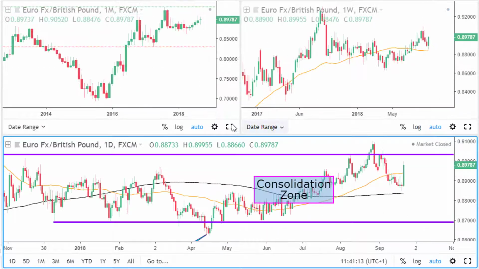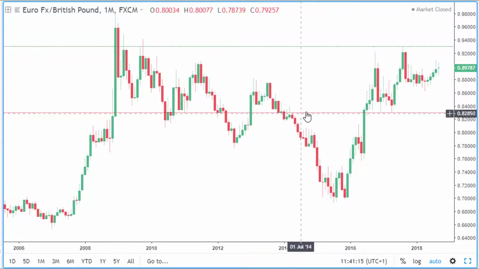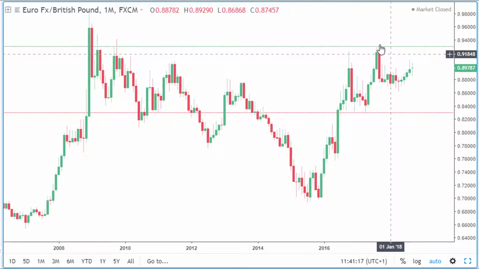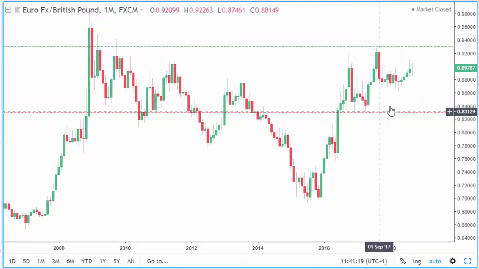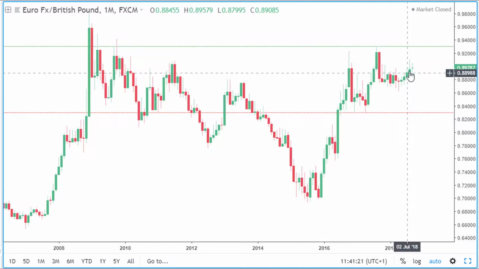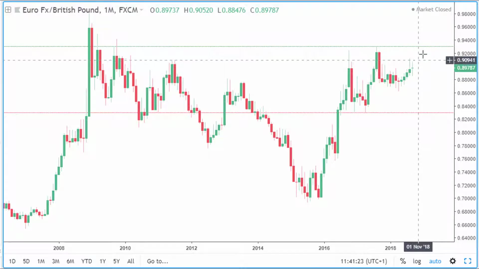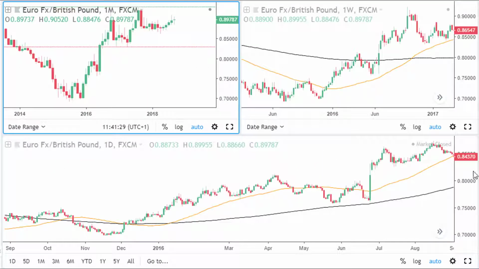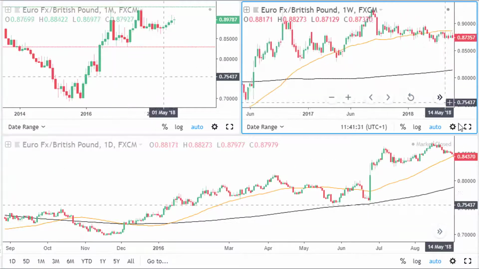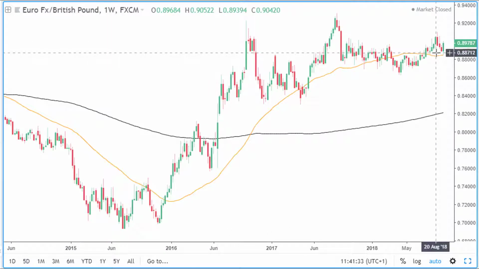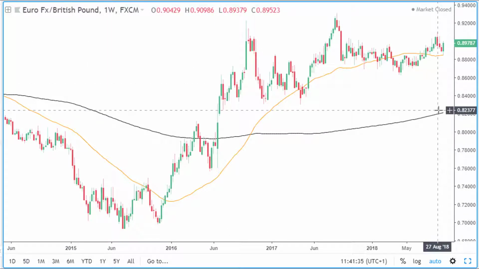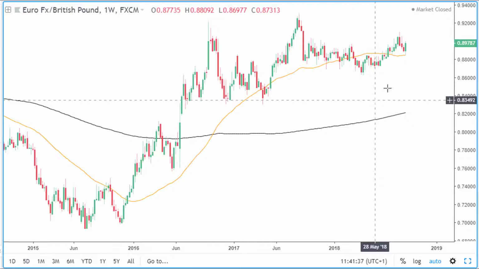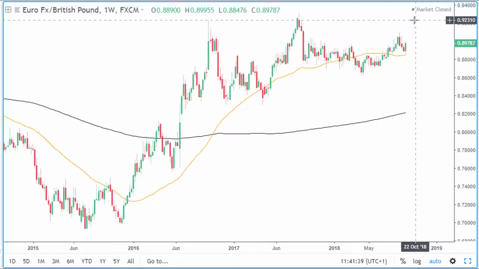Looking at the next Forex pair, which is the Euro pound. Currently the Euro pound is in between last year's high and last year's low, but at the moment it is seeing some strength to the upside, so we want to eventually see a break of this area of resistance. Looking at the weekly time frame, price is above the 50 and 200 simple moving averages, so again we may continue to see some movement to the upside.